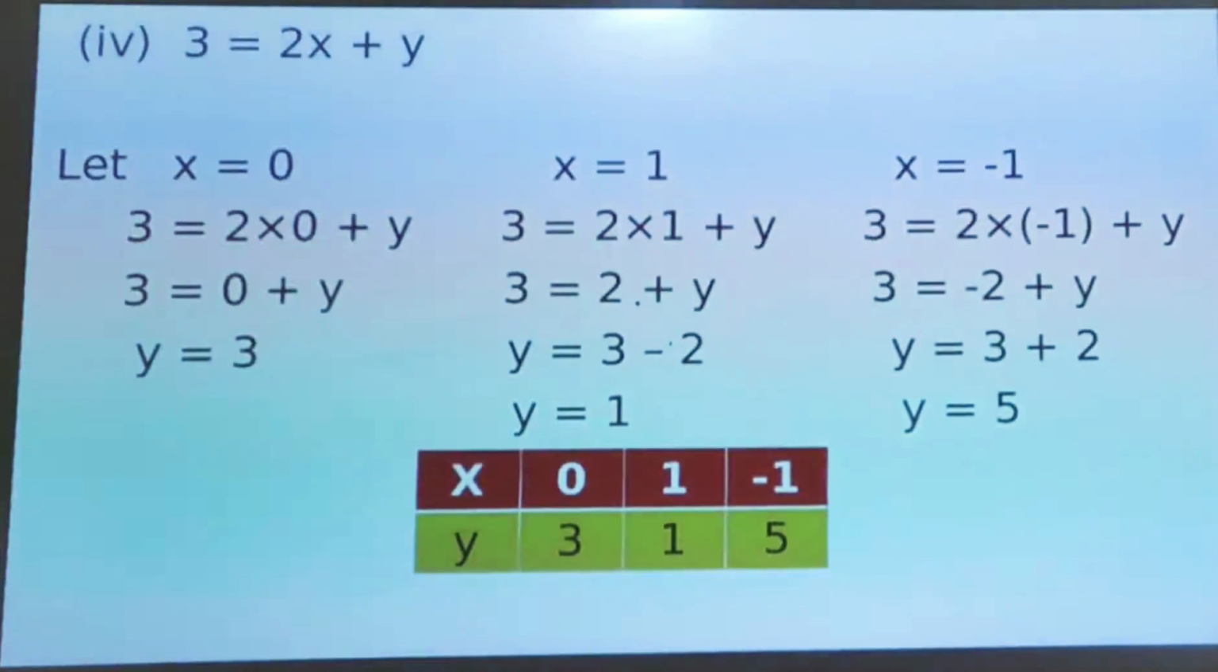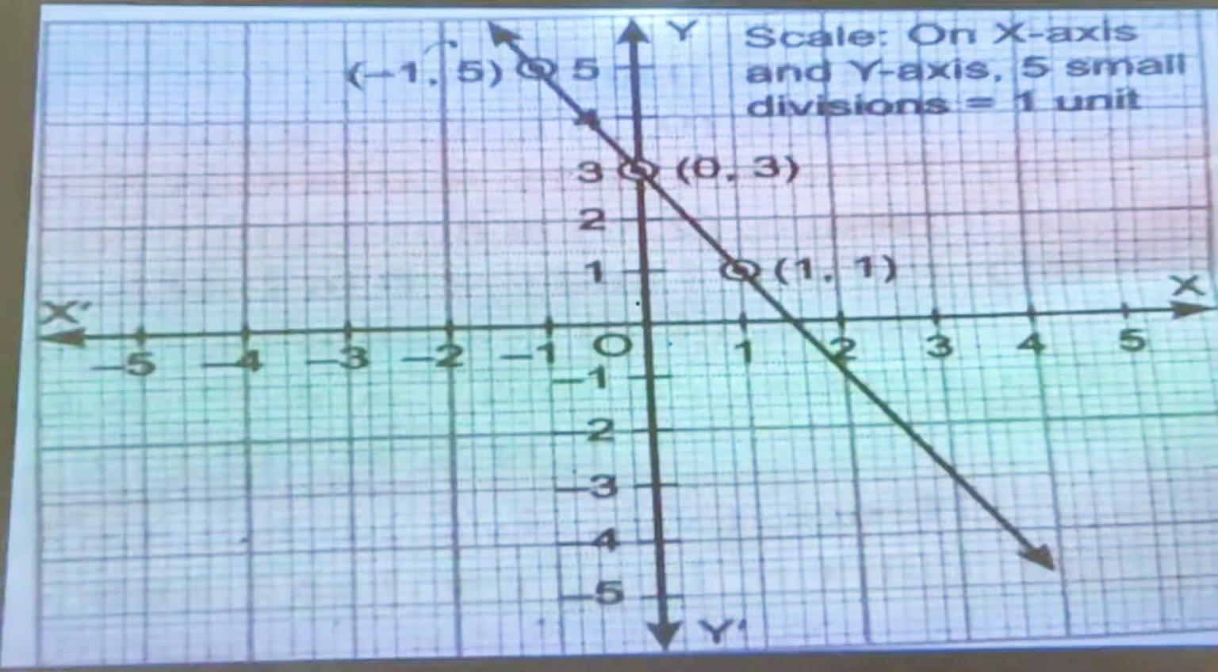Now let's plot the graph. Again, same type of graph, x and y axis we have to draw. We have to write down numbers on the x-axis and y-axis, write the scale. On the x and y-axis we have taken 5 small divisions as 1 unit, and after that plot the points according to our pairs of solutions.